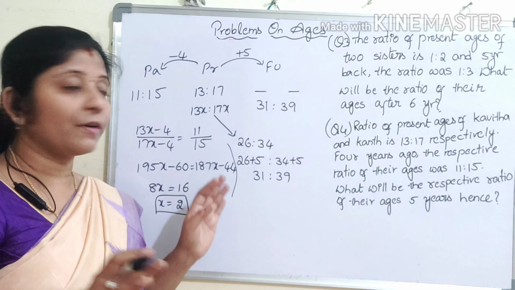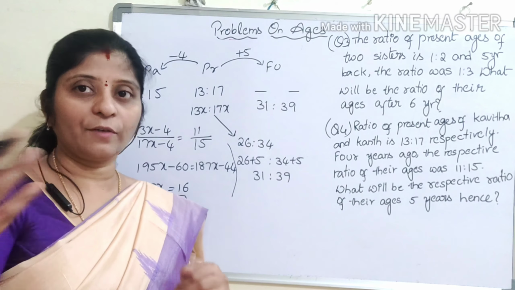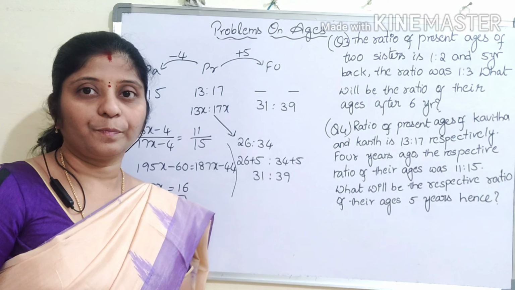In this way, we will find from the present ages the ratio of the future ages, or the ratio of the past ages, or the ratio of individual candidates.